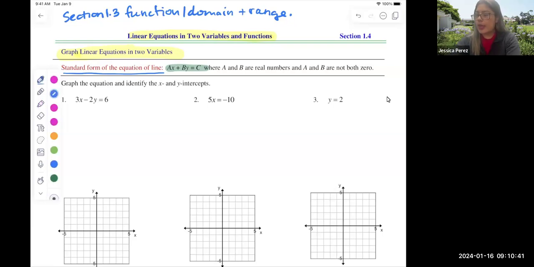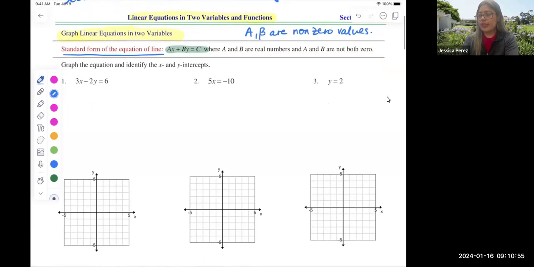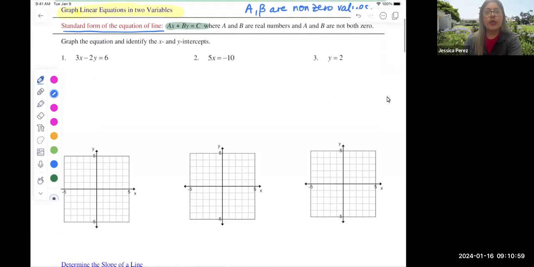So a, b are non-zero values, but c can be zero. So it says graph the equation and identify the x and y intercepts. In order for us to graph the equation, we will be using the x and y intercepts. And we learned that last class.